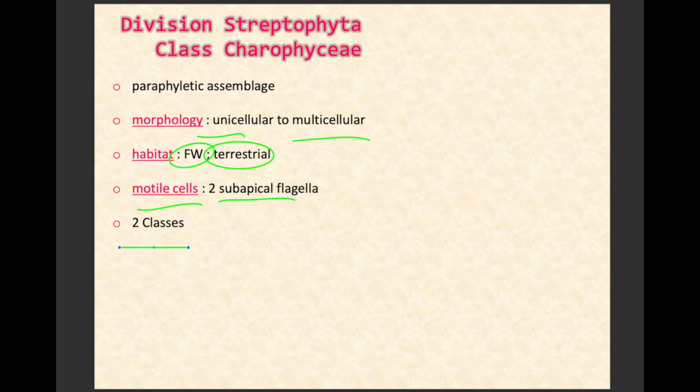That's your Zygnematophyceae. And your, ano ba? Nagiging O yung sinusulat ko. So, Charophyceae and your Zygnematophyceae.